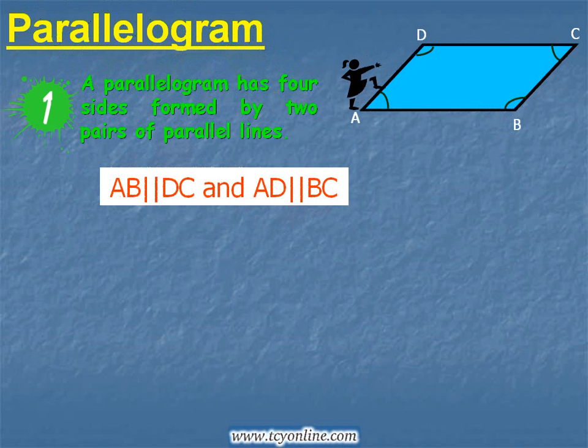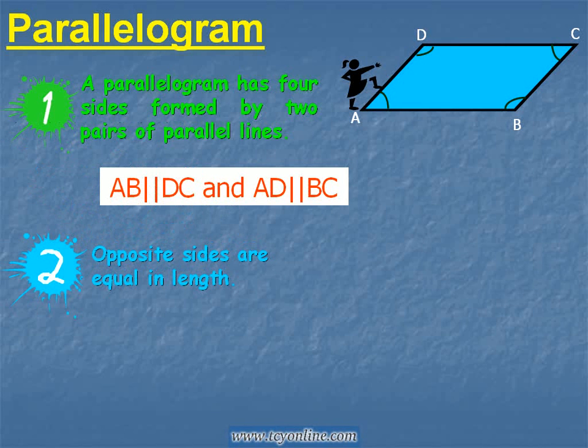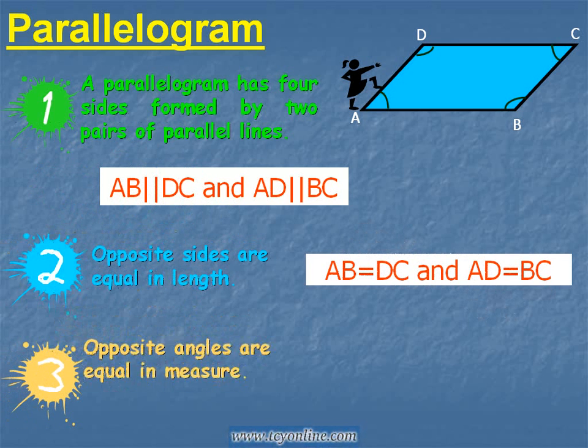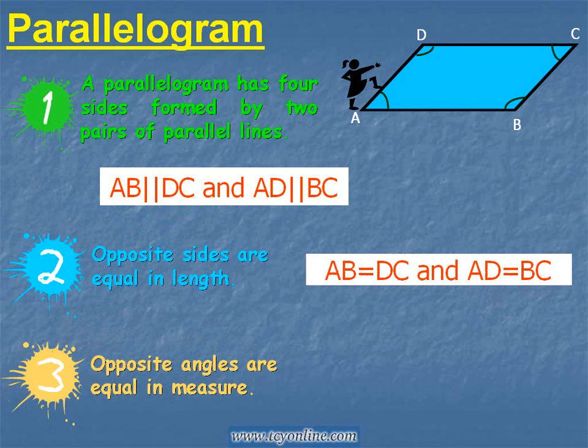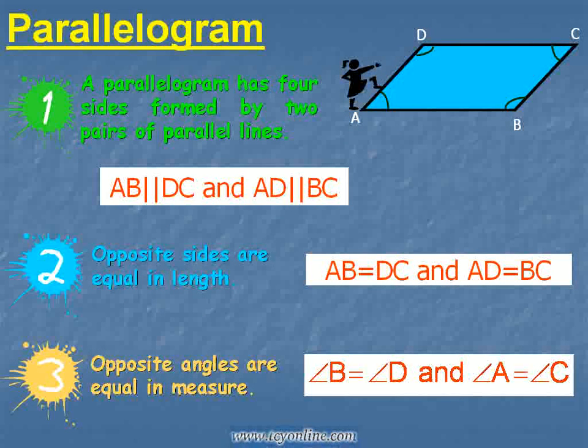Look at the second point. Opposite sides are equal in length. Side AB is equal to side DC and side AD is equal to side BC. Look at the third point. Opposite angles are equal in measure. Angle B is equal to angle D and angle A is equal to angle C.